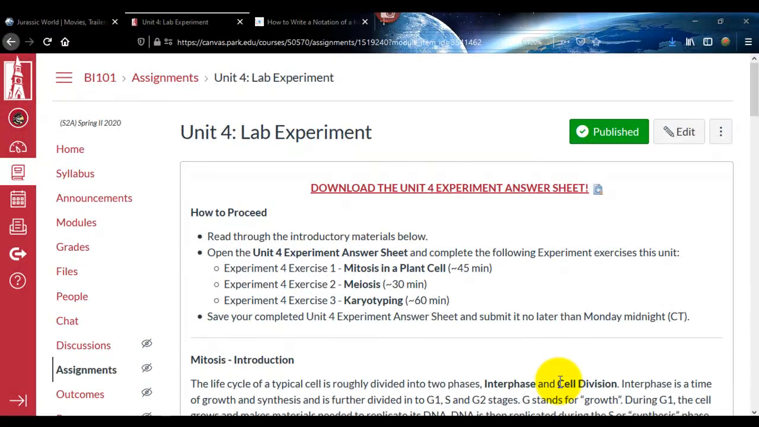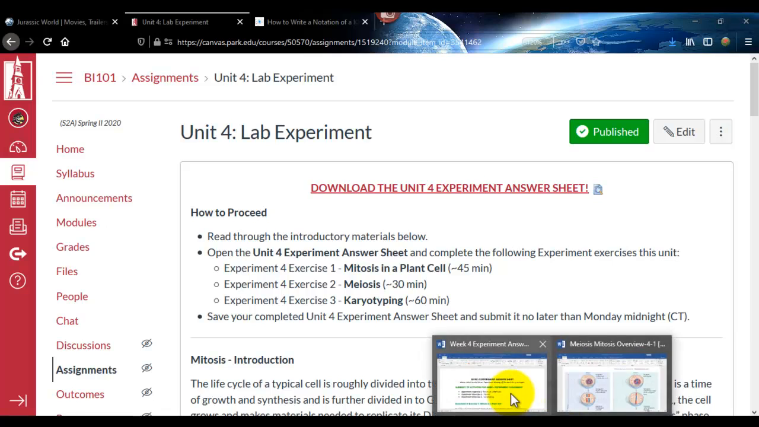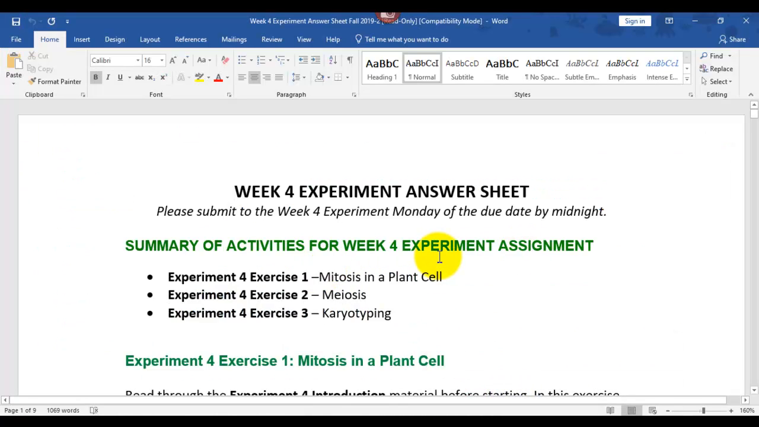Okay, this week in lab, you're going to do 3 exercises. They're all related to mitosis, meiosis, and also a karyotype, which that one's actually really cool. Not that the others are not. But what you want to do first, of course, is download your answer sheet.